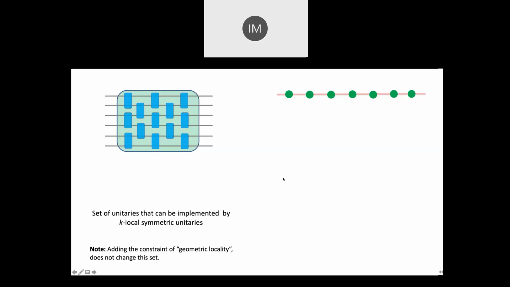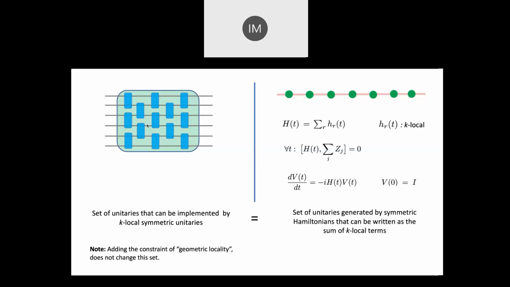Okay, so I defined this problem in terms of quantum circuits and local unitaries. But equivalently, you can define exactly the same problem in terms of Hamiltonians. Think about all possible Hamiltonians that can be defined in the system with these properties. The Hamiltonian can be written as a sum of k-local terms, where each term acts on k qubits, and it commutes with the sum of Z_j's. So it has this U1 symmetry, preserving the sum of Z_j's.